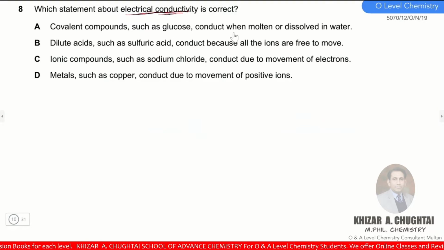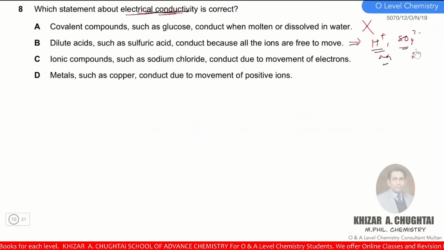Covalent compounds such as glucose conduct when molten or dissolved in water. No, glucose never conducts electricity either in molten or in its aqueous state. Dilute acids such as sulfuric acid conduct because all ions are free to move. Yes, it is true. Dilute acid is having ions, that is H positive ion and SO4 negative ion. These are aqueous ions, and these ions are free to move.